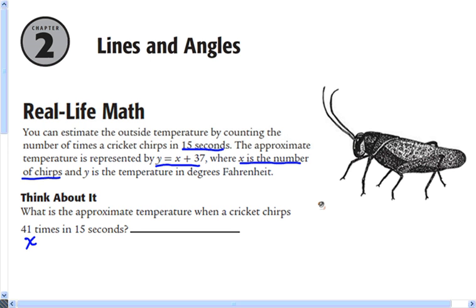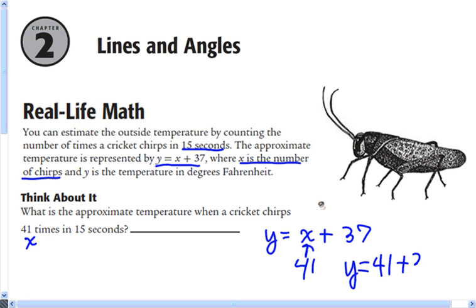So what we would do in this problem is we would substitute 41 for x and figure out y. So y equals 41 plus 37, which is 78. So 78 degrees Fahrenheit when a cricket chirps 41 times in 15 seconds.